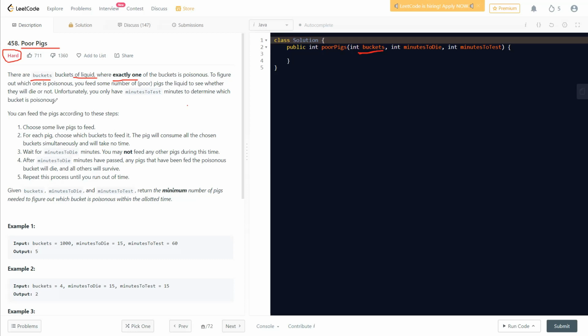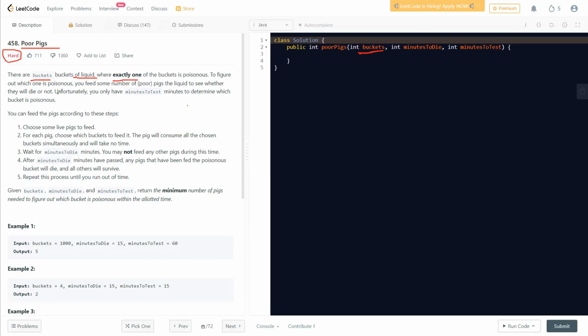So the question says to check whether the pig dies or not, but please don't kill animals. Okay, so don't get inspired by the question. The question is just for your understanding of maths and problem solving skill. So be careful about that.